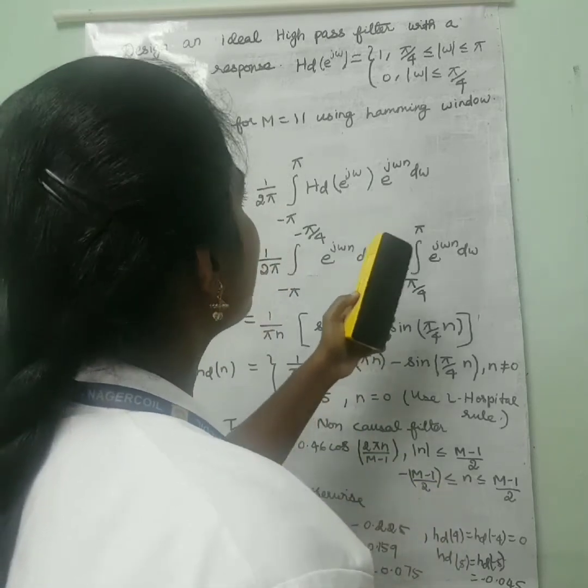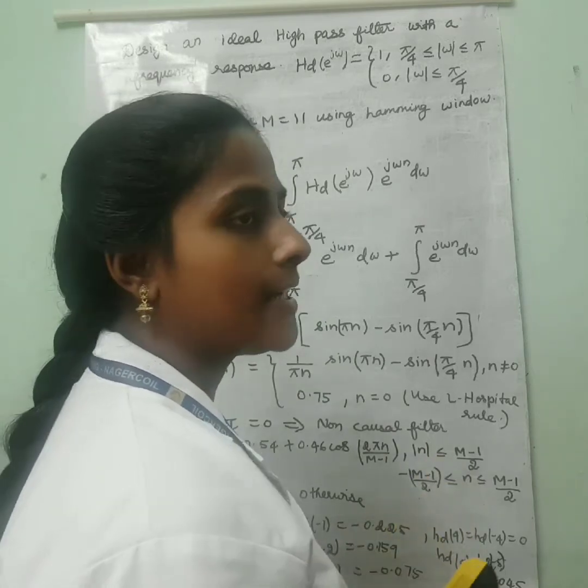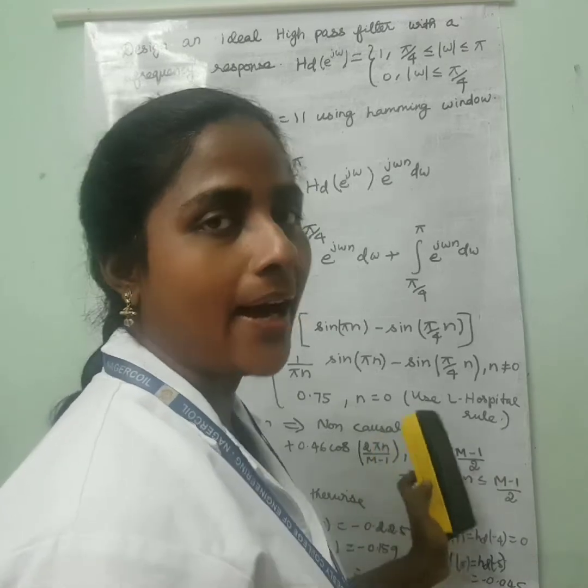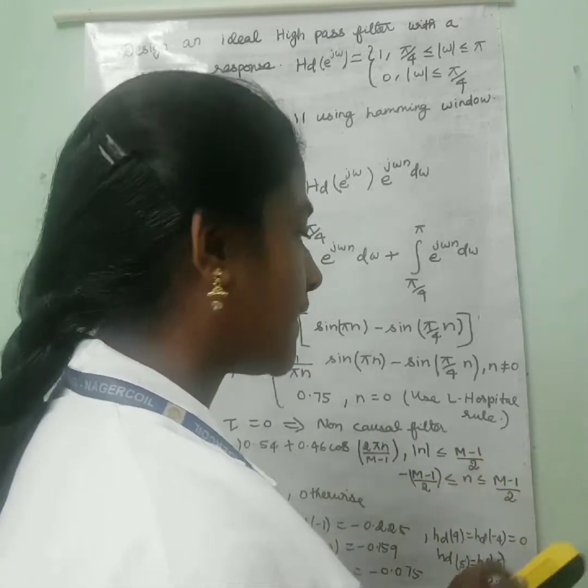M value here is 11. So 11 minus 1 is 10. 10 divided by 2 is 5. So here also 5. So the limit is minus 5 to 5. We have to find the values from minus 5 to 5.